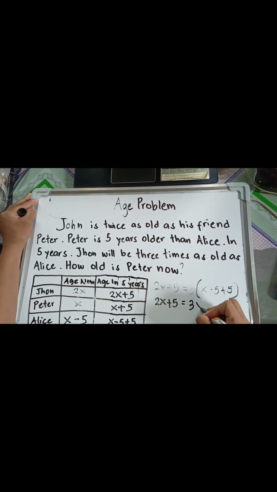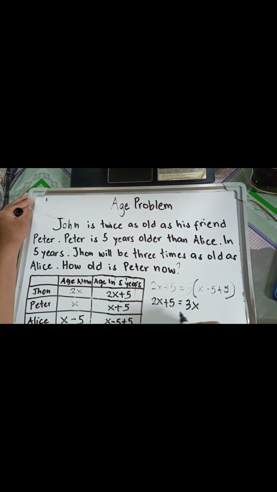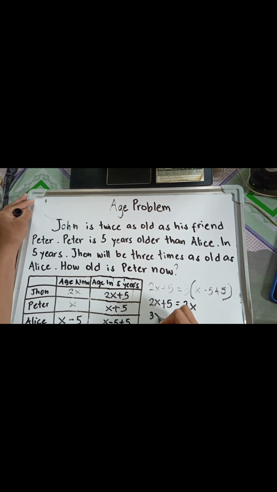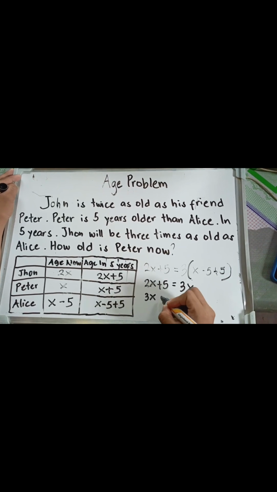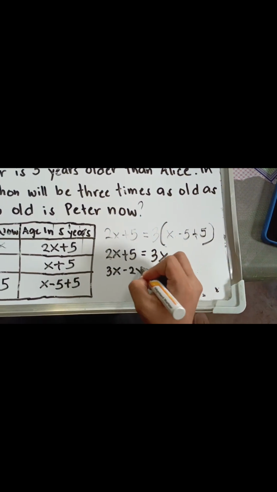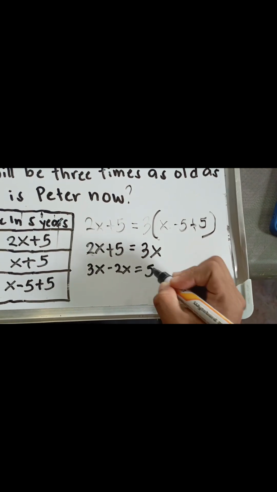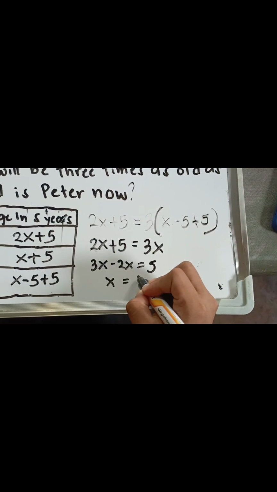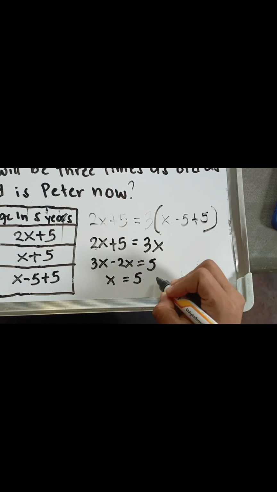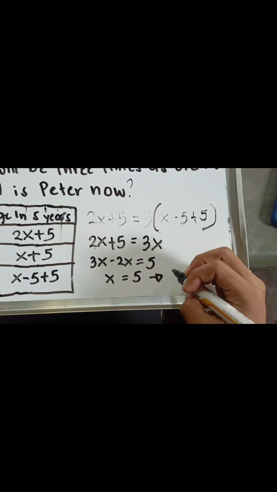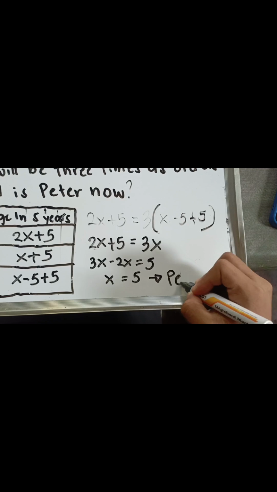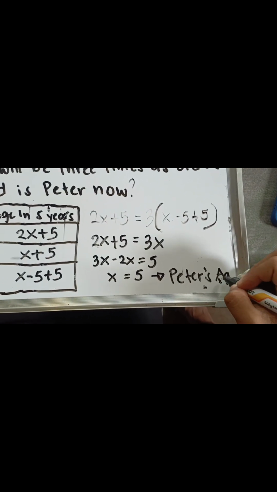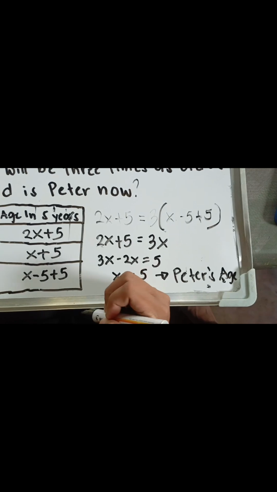So 3x. We should combine like terms. 3x minus 2x equals 5. So 3x minus 2x is x. So our x is 5. So this 5, the answer, is Peter's age. And that's it.